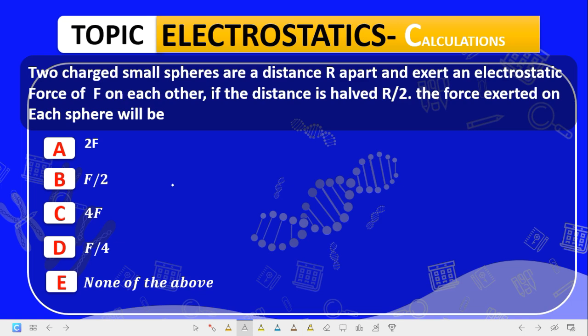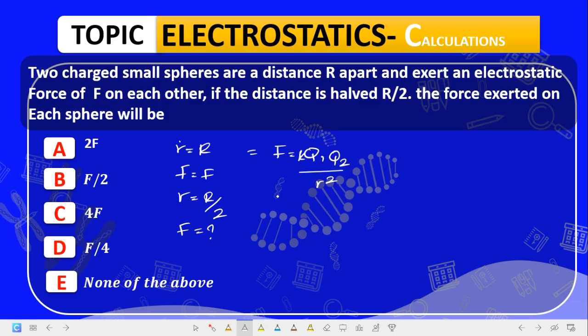Two charged small spheres are distance r apart. Now they gave you the distance, which is r apart, and they exert an electrostatic force F on each other. It means the force given to you is equal to F. Now they are telling you that if r is halved, what will be the force exerted on each other? From Coulomb's law, F is equal to K Q1 Q2 all over r square.